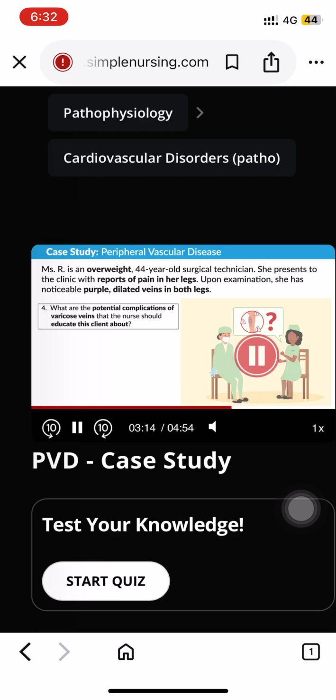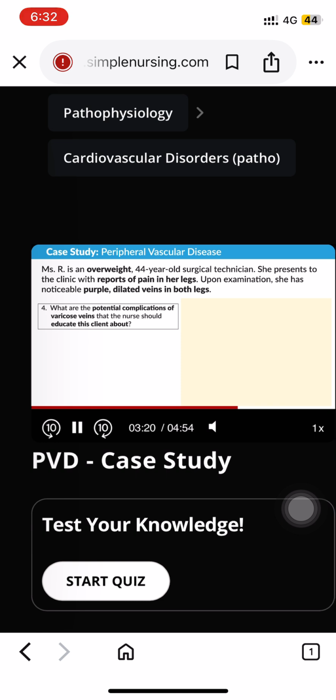So once again, pause the screen and try your best. Okay, so let's break it down. We're looking for potential complications of varicose veins. And we're looking for education. So what are we going to educate this client about? So excessive bleeding if one of the dilated veins is injured, because remember, blood is pooling in those extremities.